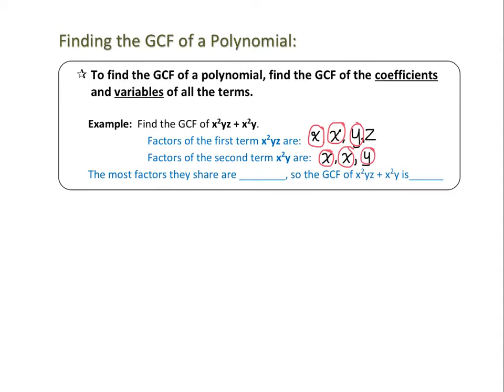So we put those together in the greatest common factor. The most factors they share are x, x, and y. So the GCF of the polynomial x squared yz plus x squared y is x squared y. And it's x squared because there were two x's that they shared in common.